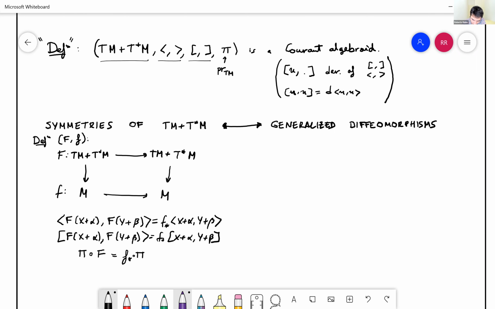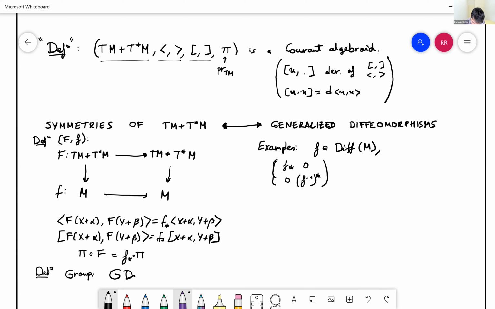Examples of such maps that preserve all these things: whenever you have a usual diffeomorphism, you can always consider this in here. You take the push forward and then you take the pullback by the inverse on the forms. If I call this a group, which is the generalized diffeomorphisms of my manifold, this will be an element of the generalized diffeomorphisms of my manifold. But there are more than that, and this is the idea of the generalized diffeomorphisms.